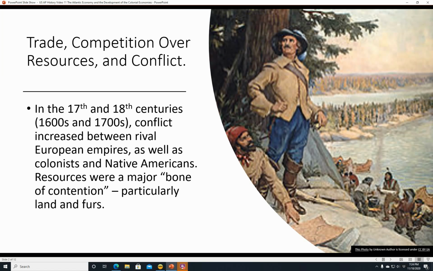Trade, competition over resources, and conflict. In the 17th and 18th centuries, that would be the 1600s and 1700s, conflict increased between rival European empires as well as colonists and Native Americans. Resources were a major bone of contention, particularly land and furs. Land, of course, you could use for agriculture, and furs you could sell. They'd be turned into hats and coats and things like that. Maybe even fur-lined boots and gloves.